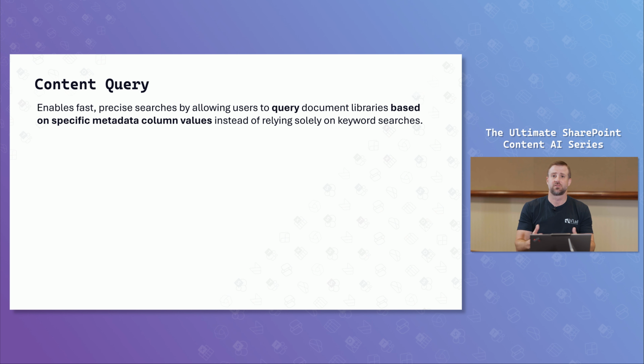So starting out, what is Content Query? Content Query, as part of SharePoint Content AI, enables us to do fast, precise searching directly within our document libraries. If you want to go back and watch some more videos that we've done on document processing or autofill to extract this metadata, we're talking about findability and discoverability. I want to pull metadata out, extract that information, but now I want to find that information. So Content Query allows me to look for specific metadata column values instead of relying on keyword searches.